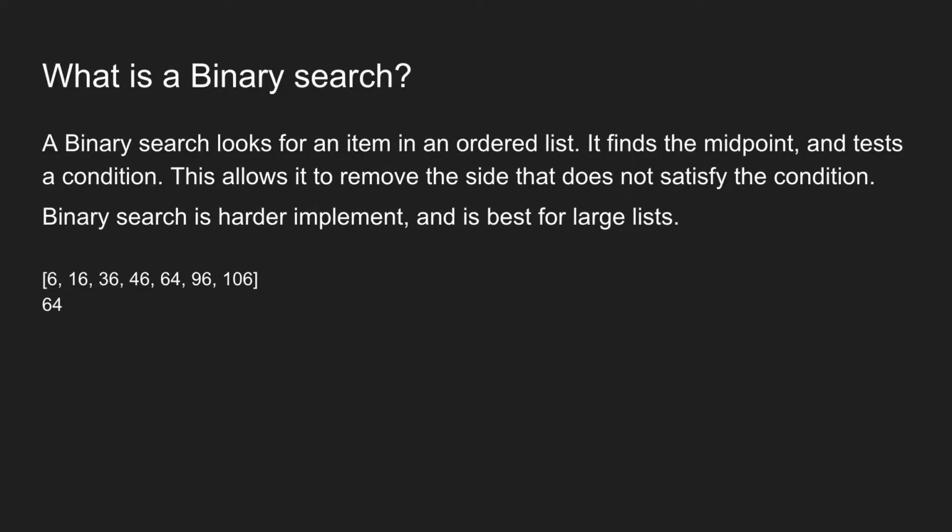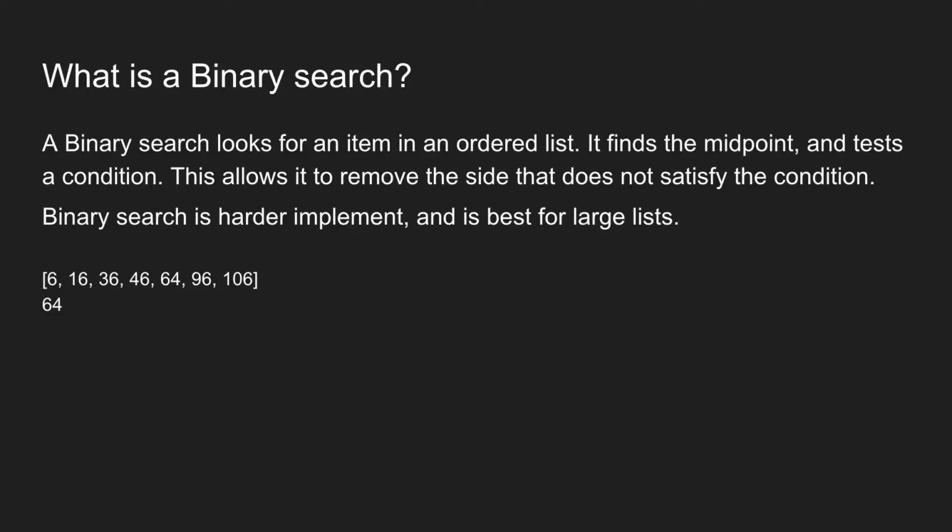So what's binary search? Binary search is quite different to linear search, and it's often more effective. It looks for an item in an ordered list. It finds the midpoint and tests a condition. This allows it to remove the sides that do not satisfy the condition. Binary search is harder to implement and is best for large lists.